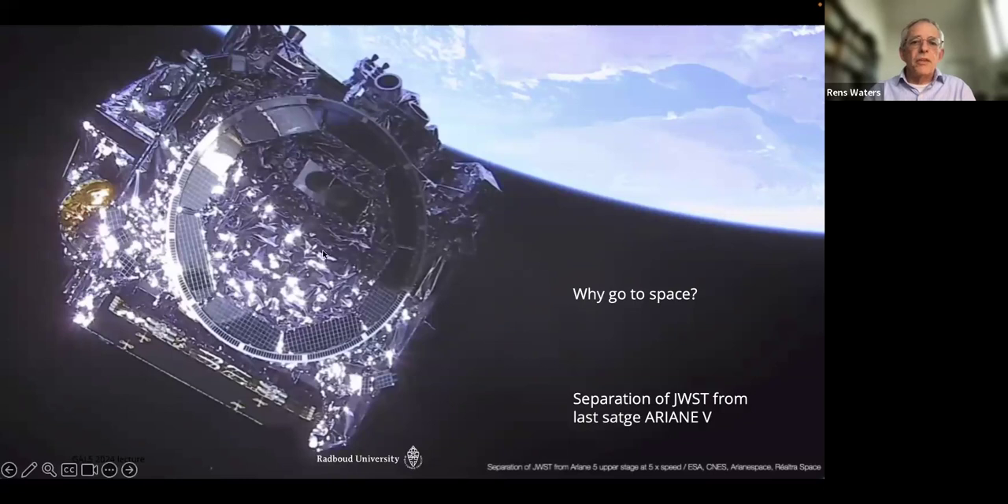And the picture you see here is actually the James Webb Space Telescope, as it had just separated from the last stage of the Ariane 5 rocket. Excuse me for the typo in this slide. Webb was launched Christmas Day of 2021. Of course, it's the largest telescope ever put in space, and it's producing fantastic new science, as you I'm sure have seen.